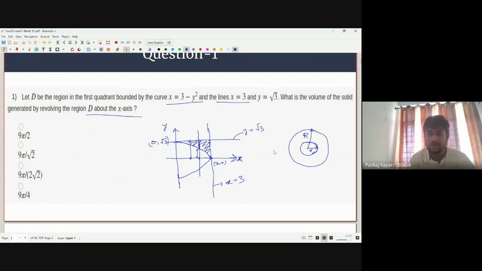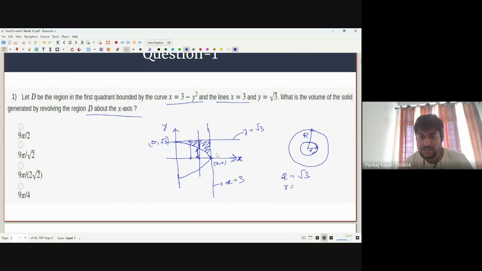So what will be the capital R? Capital R is the distance, right? This particular distance. How much is this? This is exactly root 3. The outer radius is root 3. And then what is the inner radius, small r? That is not very difficult to find, because for finding this inner radius, you have to subtract from root 3 this particular distance, right? It is this distance.